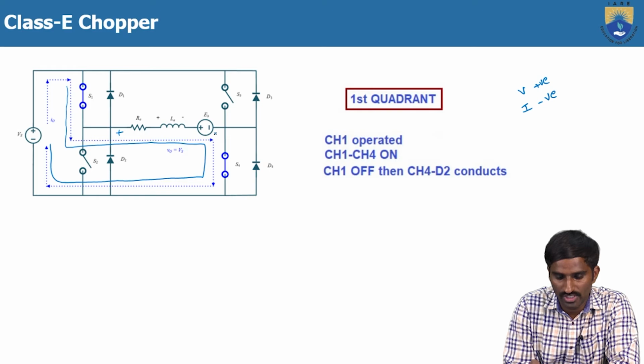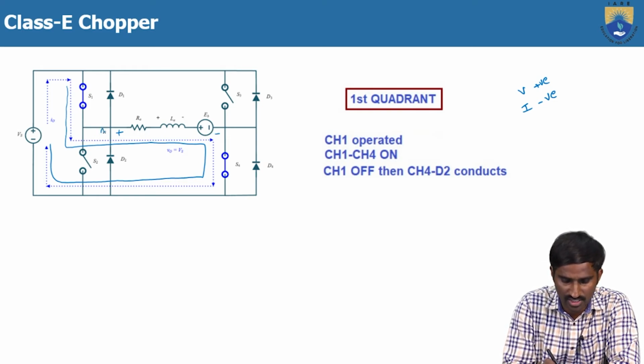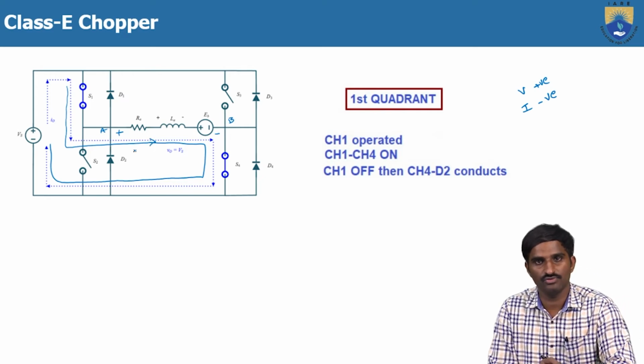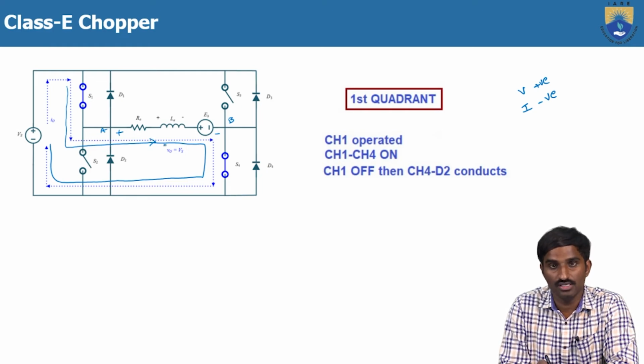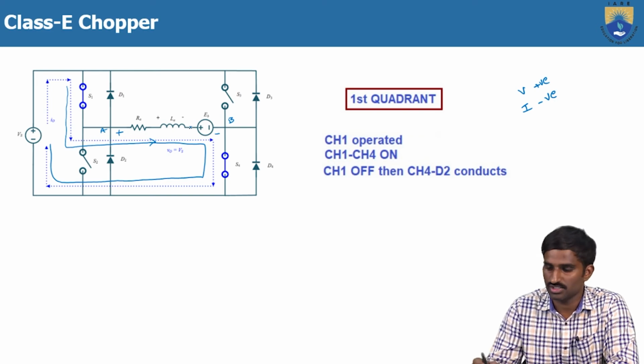Then the terminals of the load voltage are plus and minus, and the direction of the current, let me consider again here some A and B, is from A to B. So let me consider this is the reference current direction, which means the positive current direction. So when CH1 and CH4 are operating, the voltage across the load is positive, and the current flowing through the load is also in the positive direction. So that's why this is the first quadrant operation.